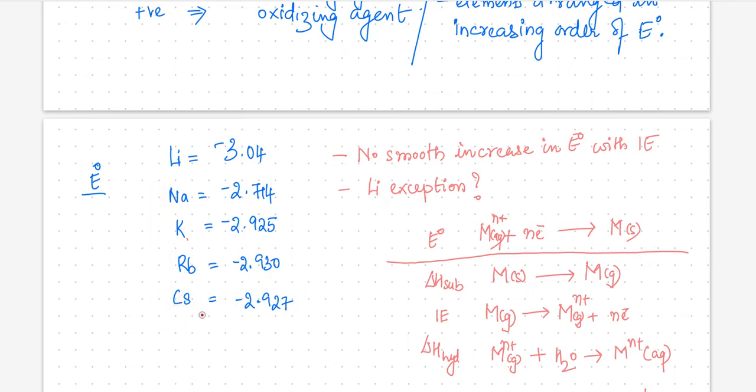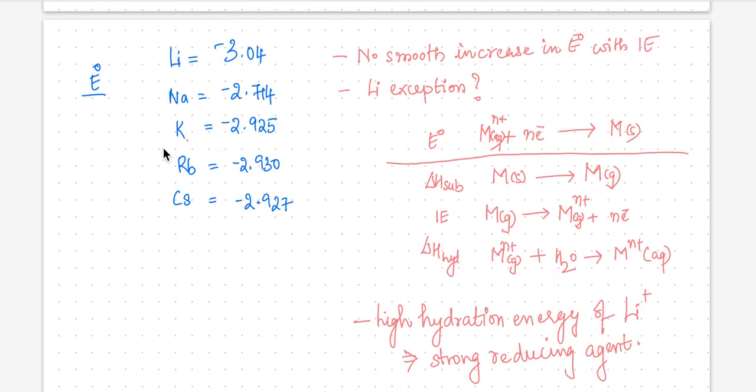So if the size of the ion increases, the hydration decreases because the charge to radius ratio is decreasing as you move down the group. However, in the case of lithium, being small in size, the charge to radius ratio is very high, and that's why we have a very high hydration energy. And because of the high negative hydration energy, the E naught value is highly negative in the case of lithium. Okay, so that is what I've written here.